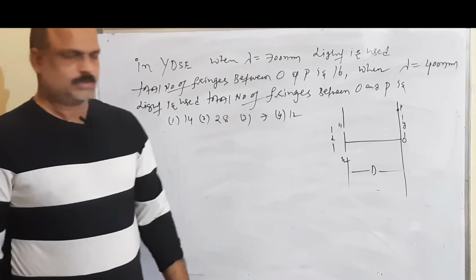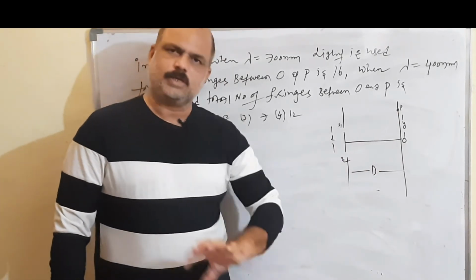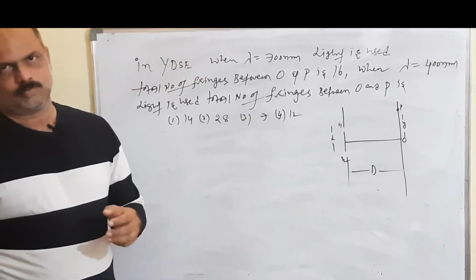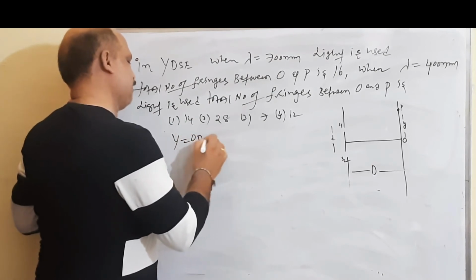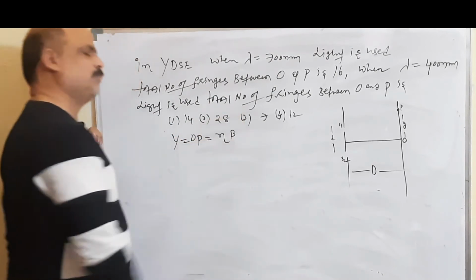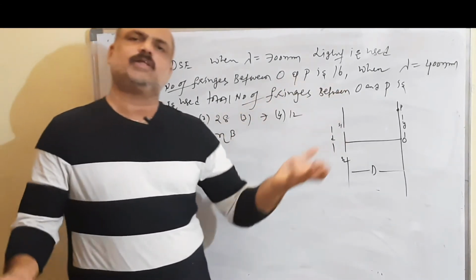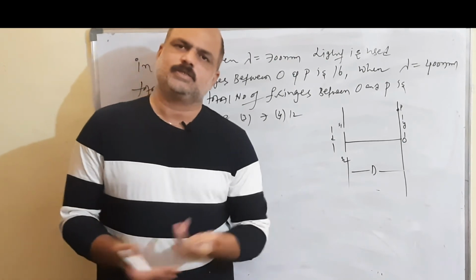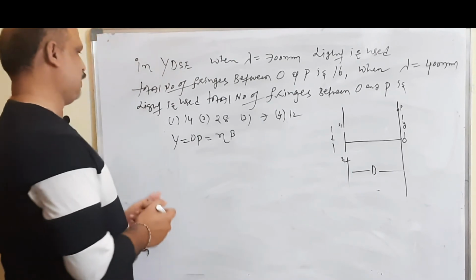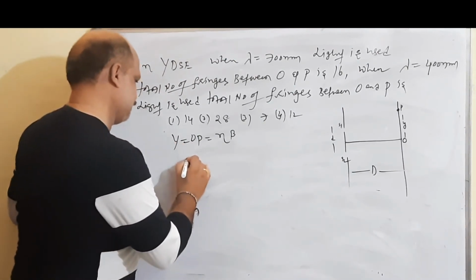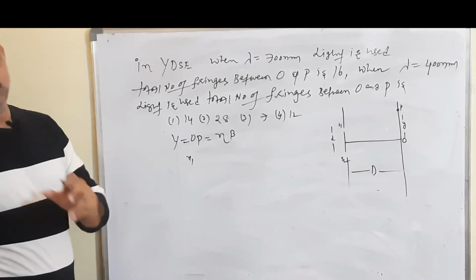Right, here suppose n fringes are formed between O and P. Each fringe has a width beta. Then y is equal to OP is equal to n into beta. Here whenever the wavelength of light changes, then what happens? Number of fringes also changes. Right. The formula is n1 beta, fringe width beta is lambda D by d.